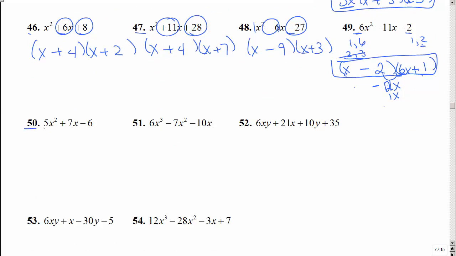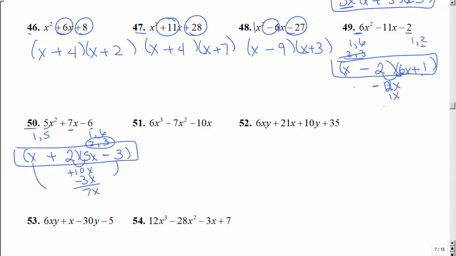Same thing for number 50. So 5 is 1 and 5, 6 is 1 and 6, or 2 and 3. I'm just going to try. And since 7 isn't very big, I'm going to try the 2 and the 3. So that's 10x. That's 3x. If I make that positive and that negative, that should work. I got lucky. The first thing I tried worked. If it didn't, I would have rearranged and kept trying. Again, number 49 and 50, you may have seen a different way, but our answers will be the same.